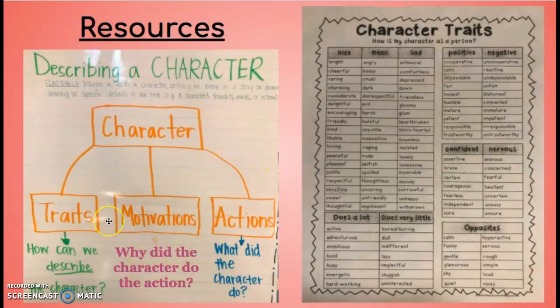Here are some extra resources. If you want to take a minute, you can pause the video and look at these. These are the resources that describe character traits, motivations, and actions. So when we think about a character, we want to think about how we can describe that character, why the character did that action, and what the character did. And over here, if you want to zoom in on this, you can see all these different character traits. So here's nice character traits, mean character traits, sad character traits, opposites, confident, nervous, positive, negative.